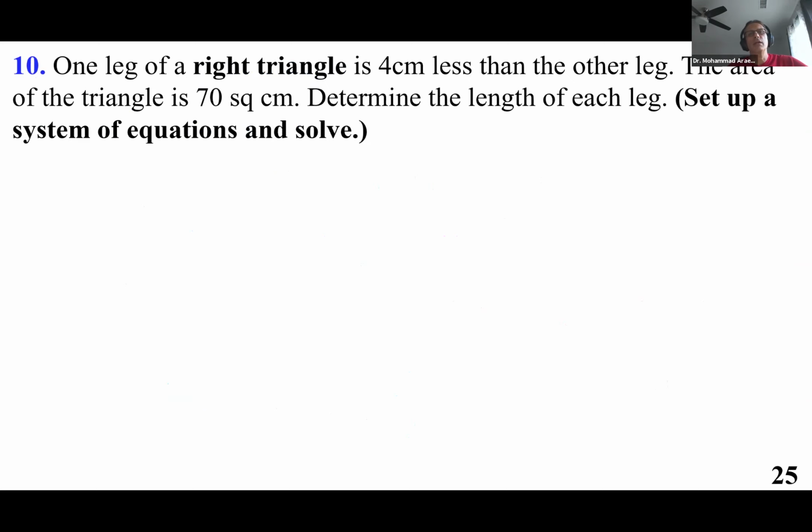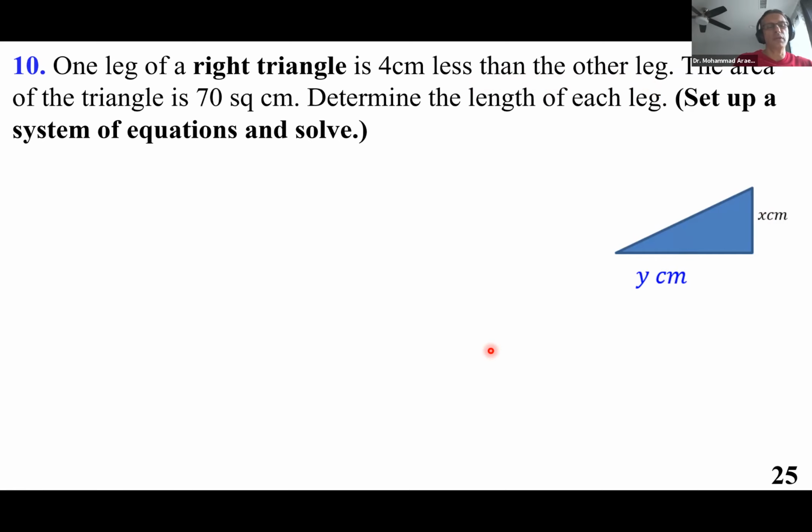One leg of a right triangle is 4 centimeters less than the other one. The area is 70. Determine the length of each leg. Set up a system of equations and solve. First, if this is x and this is y, it's important to know that the legs become the base and the height. So one leg is 4 centimeters less than the other one. So x is smaller, so x is y minus 4.